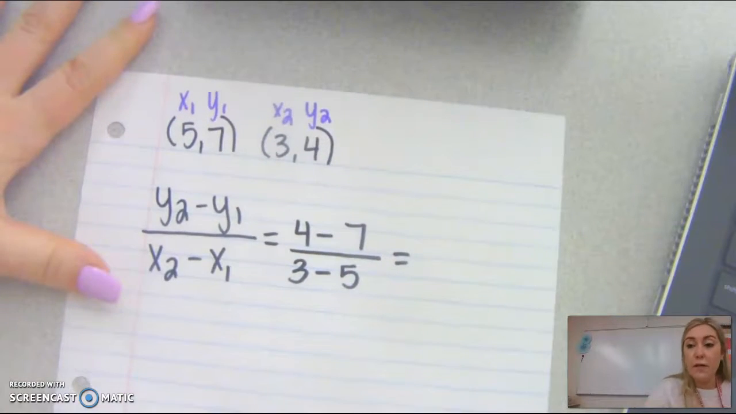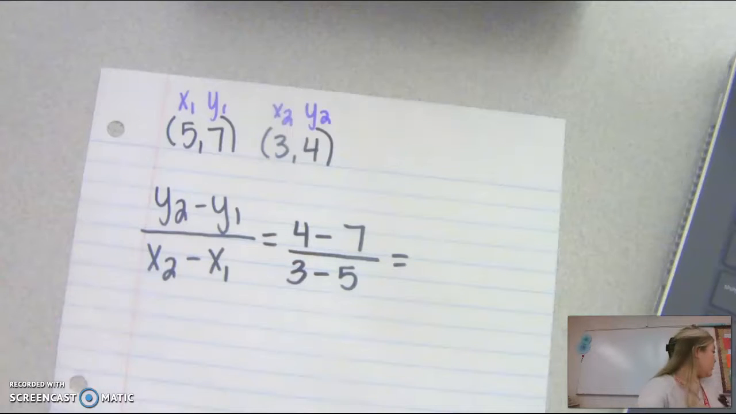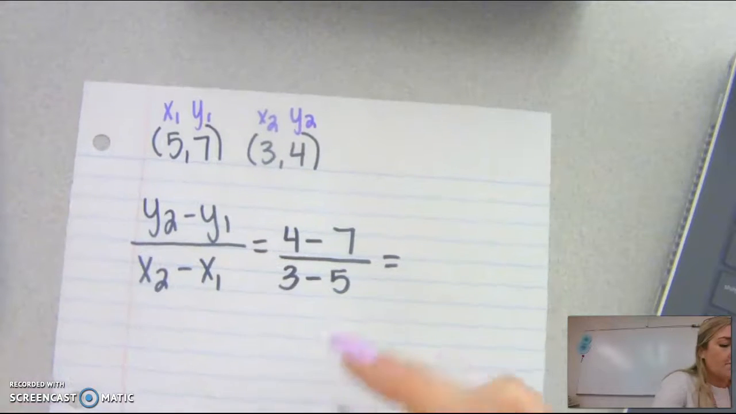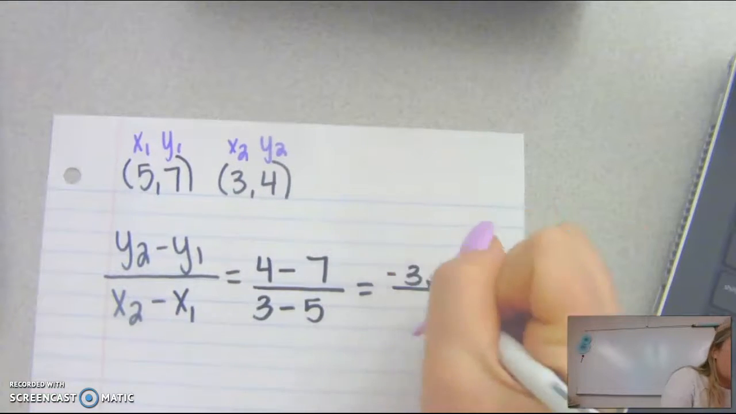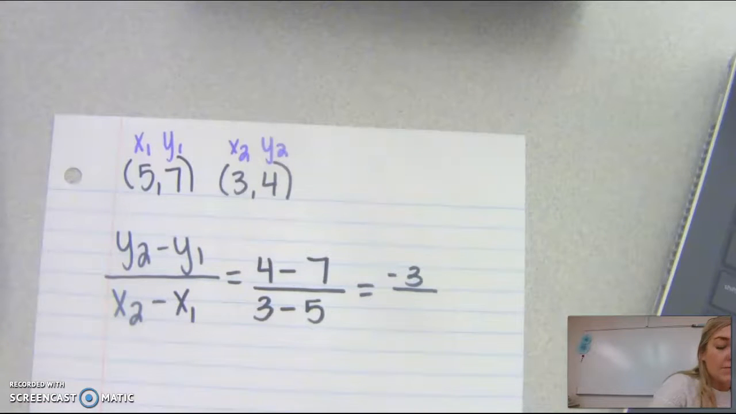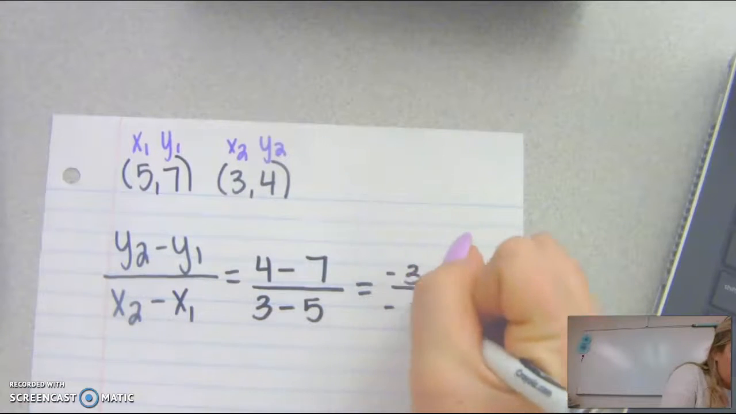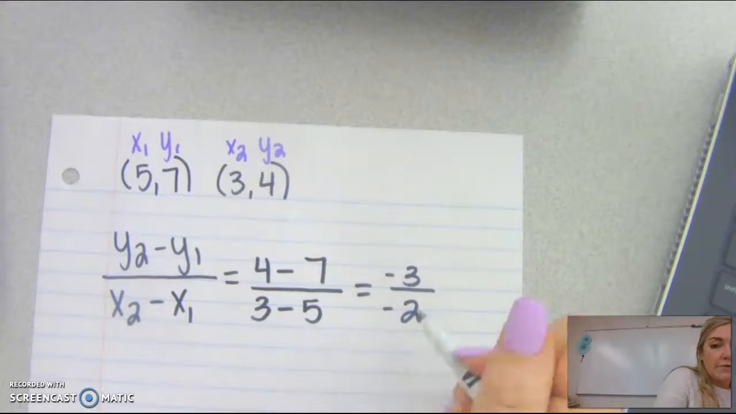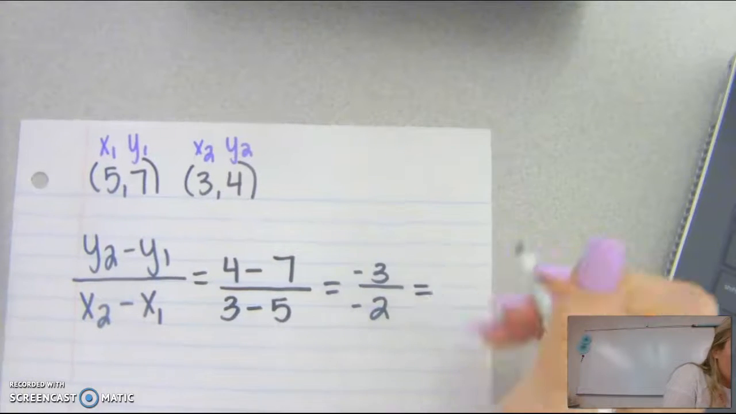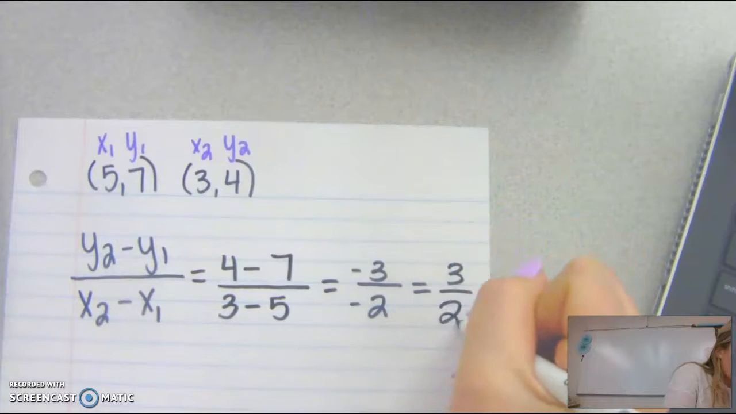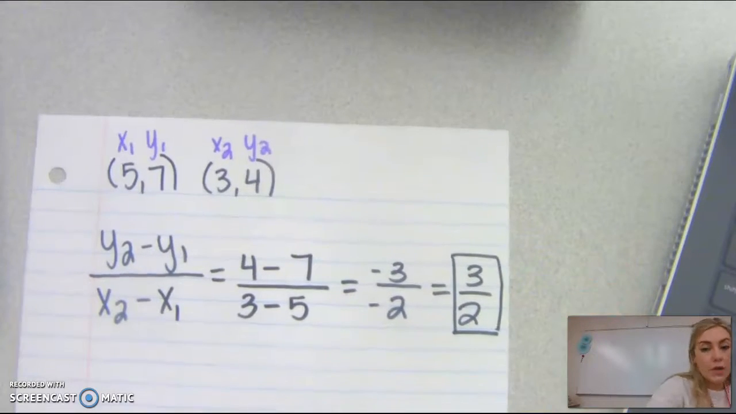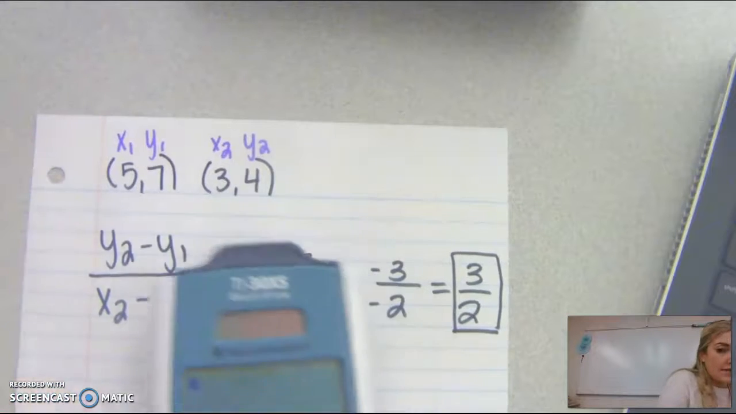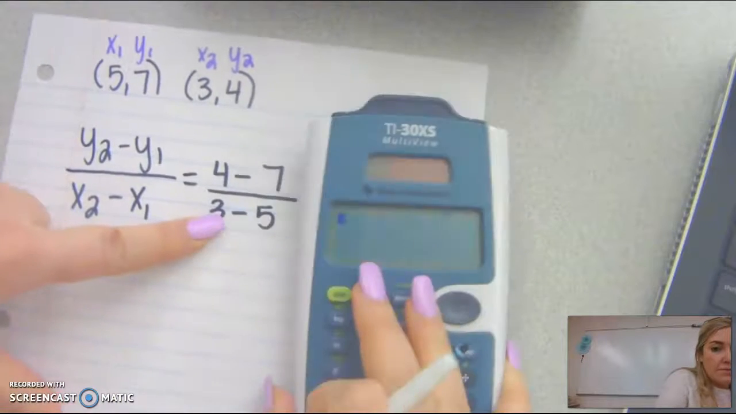So now there's a couple of ways I can do this. I can just start going across and solving. So I have 4 minus 7, which is -3. And I have 3 minus 5, which is -2. And a negative over a negative is a positive, so my slope is just positive 3 over 2.